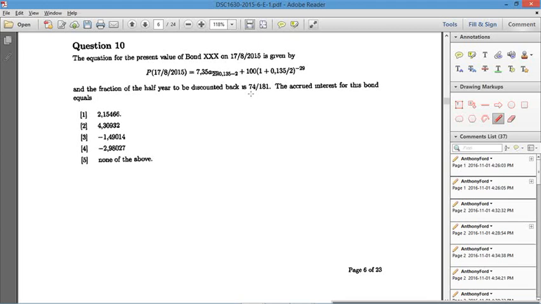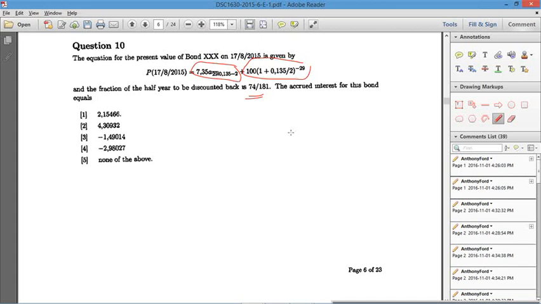Bonds. Okay, and I've got a formula, which is to look at the present value of the coupons and the face value, and I'm discounting those back in time. So the fraction of the year to be discounted back is that one there, and they want to know what the accrued interest is.